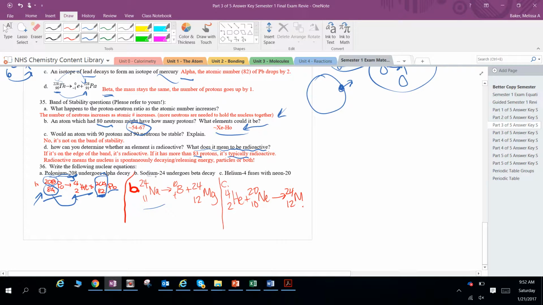Beta decay. Sodium is number 11. You look that up on your periodic table. Again, the mass goes in the upper left corner. If it's a beta decay, that means the mass stays the same, but the number of protons goes up by 1. So now, number 12, it's changed into magnesium.